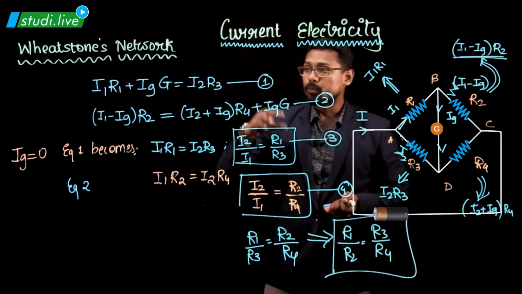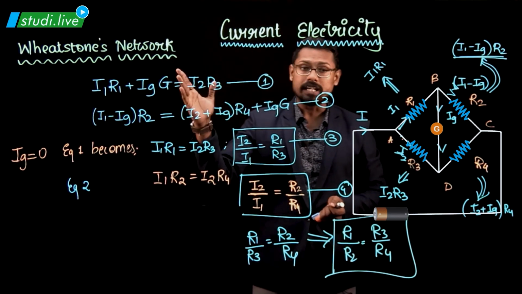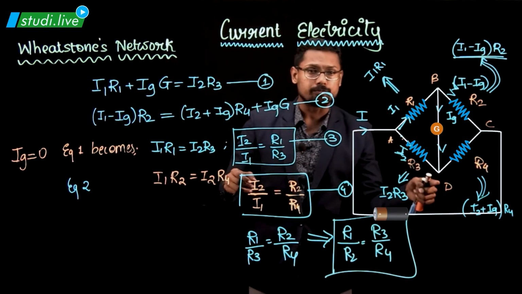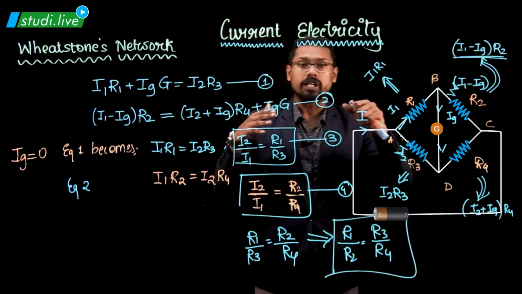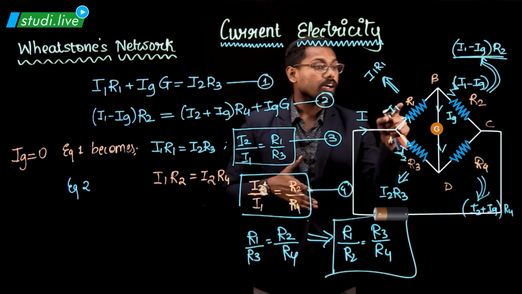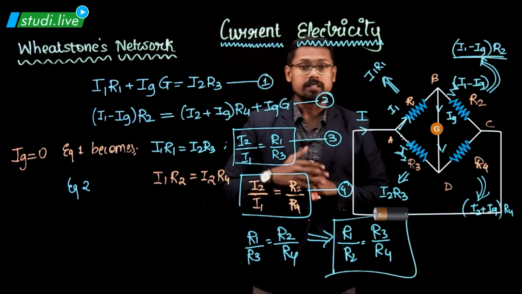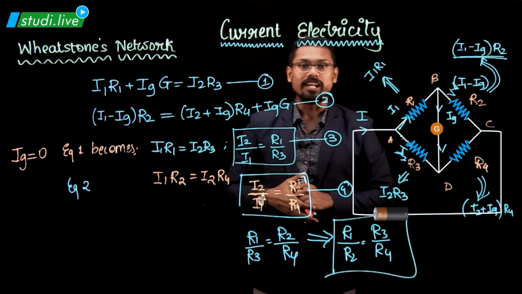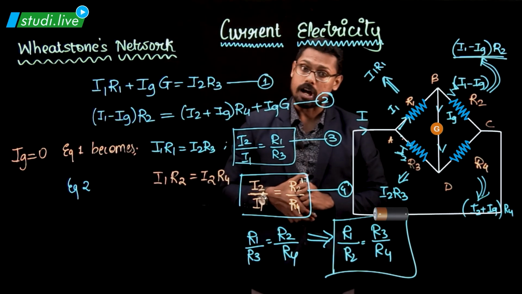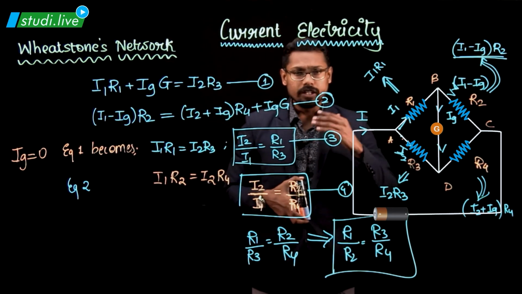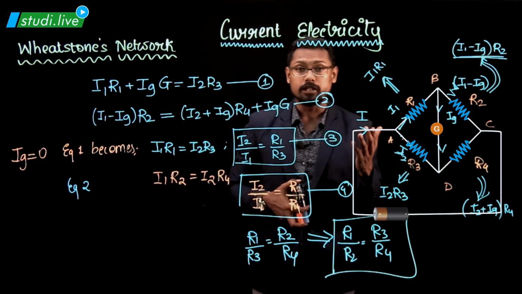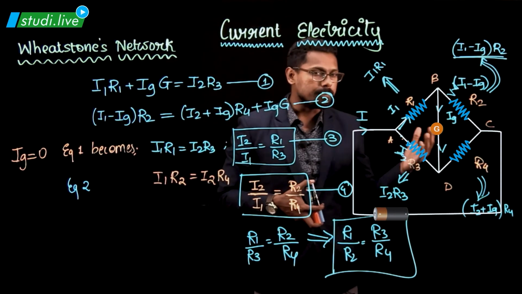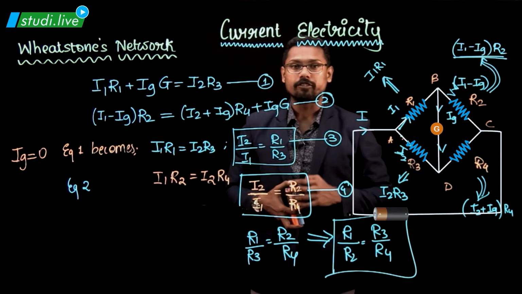Yes, exactly. So Wheatstone's network is basically based on making the potential of point B and point D same, the potential difference between point B and point D 0, the current flowing between them 0, and therefore the ratio R1 upon R2 is equal to R3 upon R4. We are going to use this Wheatstone network principle into various applications like the meter bridge, the Kelvin's method, and many more in our upcoming videos.